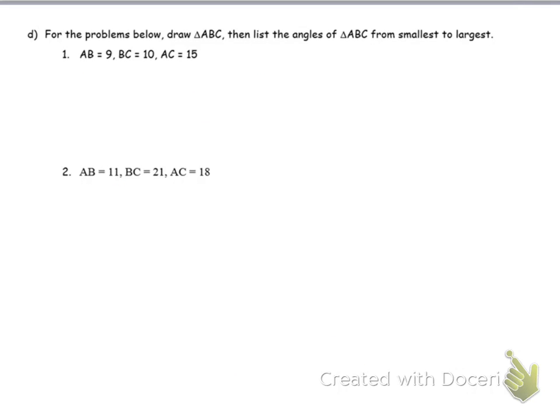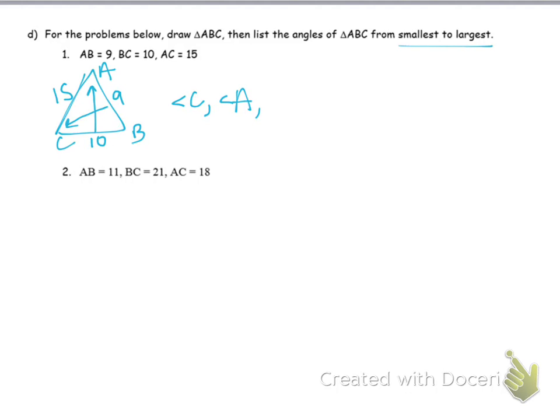Okay, my last set, I'm going to draw it again here. ABC. AB is 9, BC is 10, AC is 15, and it says smallest angle to largest angle. So the smallest angle will sit across from my smaller side, which is 9. My medium one is 10, sits across from A. Largest side, largest angle, angle B.